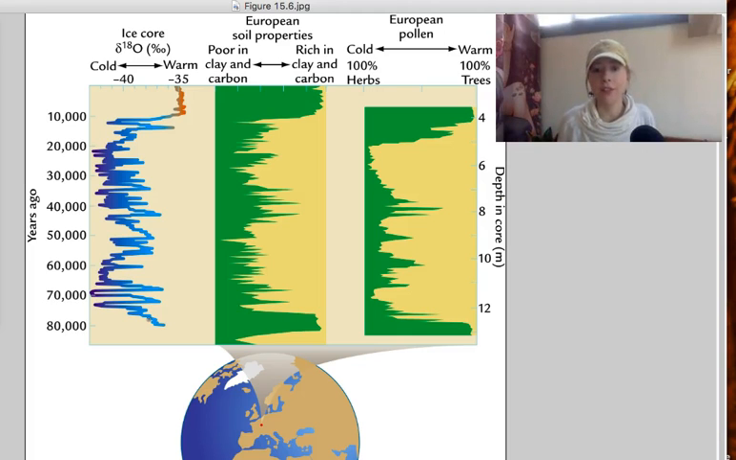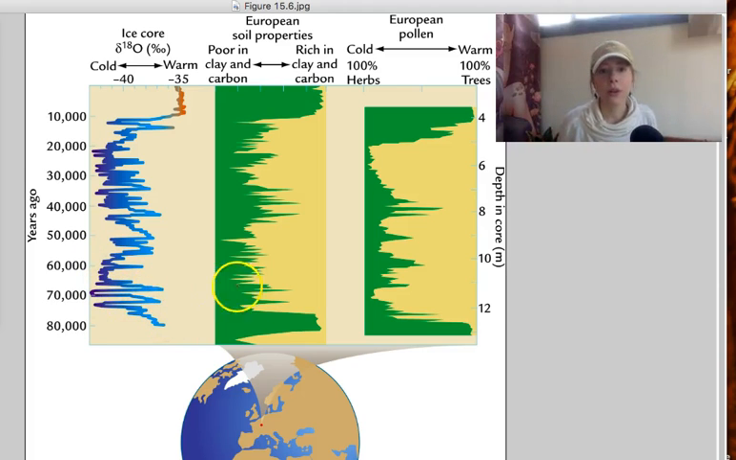And then to the right of that graph, we're looking at European pollen. And when you see more tree pollen, that corresponds to warmer conditions. When you see more herb pollen, that corresponds to colder conditions. So once again, down at the bottom, we have more trees present, so that's indicative of warmer conditions. And then as you move up here, you see that there are more herbs present, so that is showing cooler conditions, which corresponds to clay, that's our soil that's poor in clay and carbon.